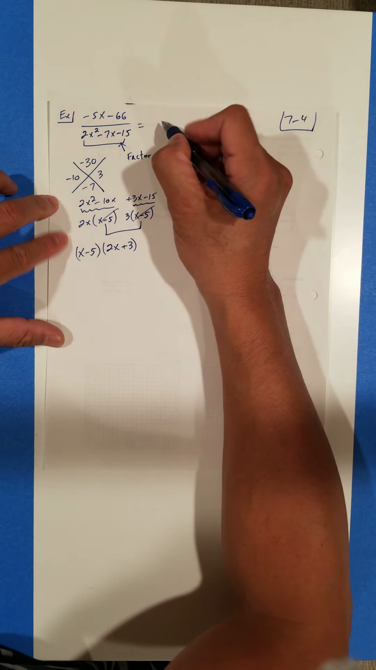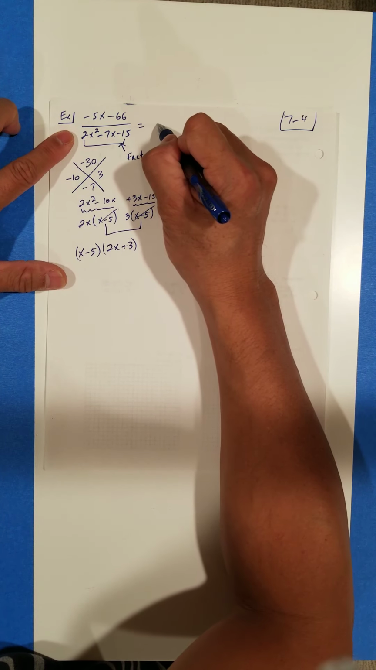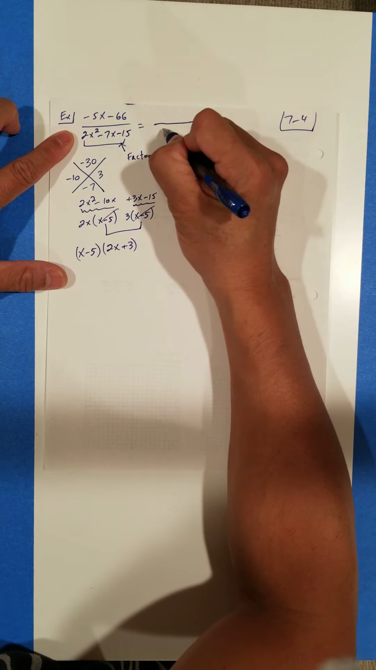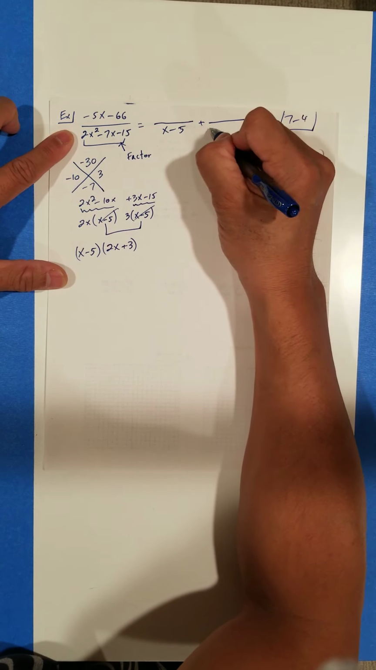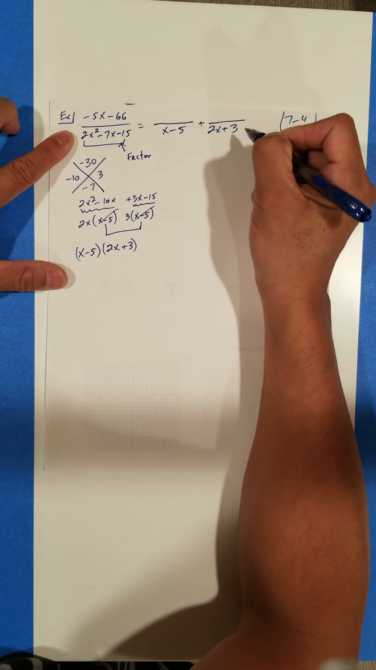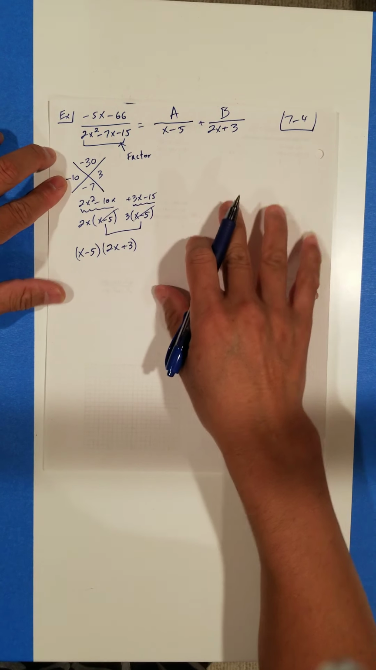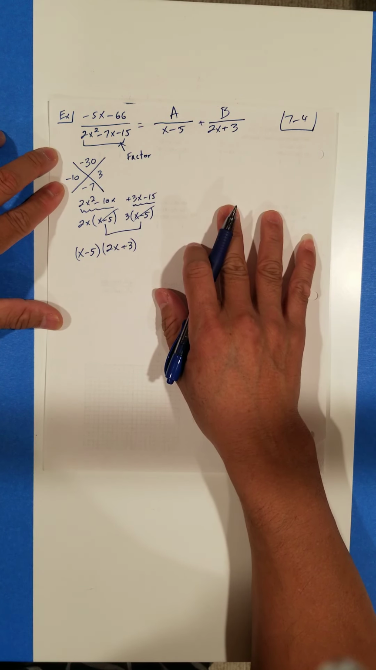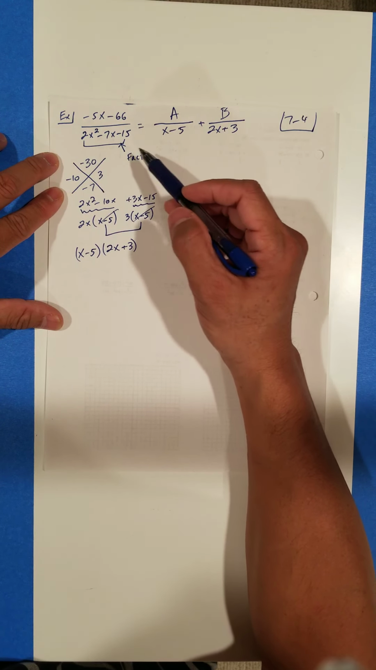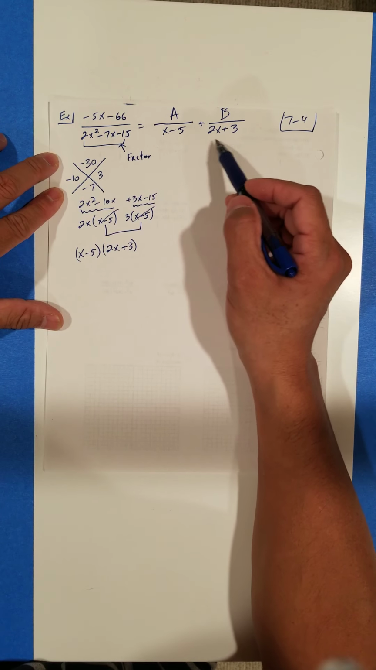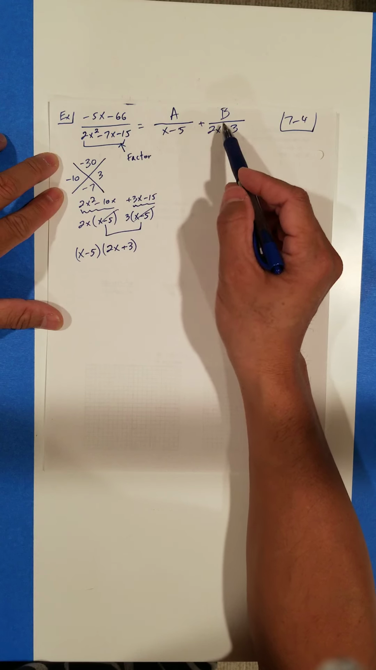So now I have my two denominators. I'm going to try to break this fraction down into two fractions. My first fraction is going to have x minus 5 on the bottom. My second fraction is going to have 2x plus 3 on the bottom. I'm going to put A on top of the first and B on top of the second fraction. So far I took this fraction and broke it down into two other fractions. But now what I need to know is what A and B are.